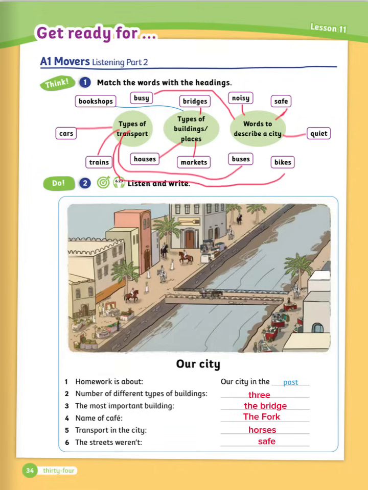Number 1. Homework is about our city in the past. Number 2. Number of different types of buildings. 3. Number 3. The most important building. The bridge. Number 4. Name of cafe. The Fork. Number 5. Transport in the city. Horses. Number 6. The streets weren't safe.